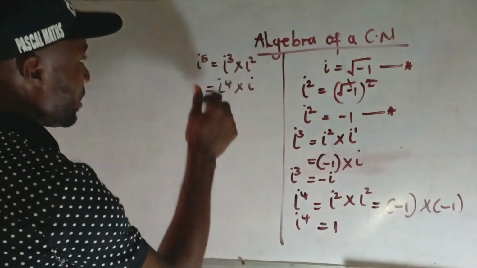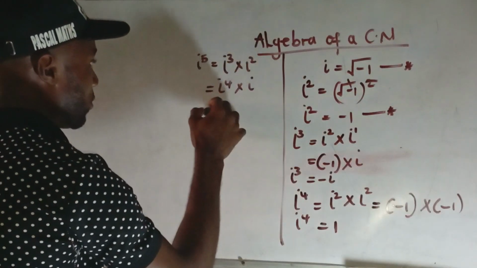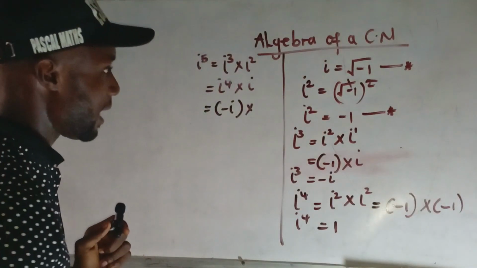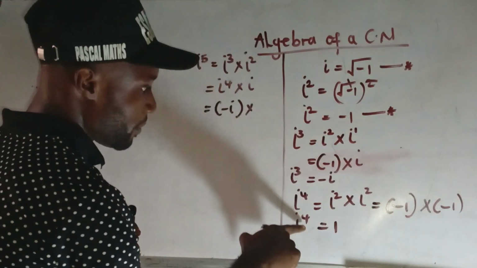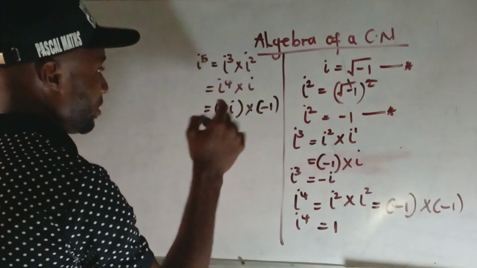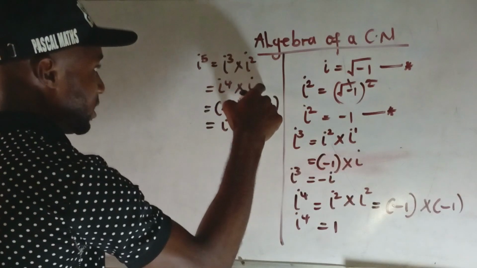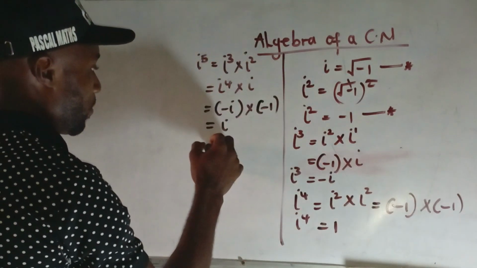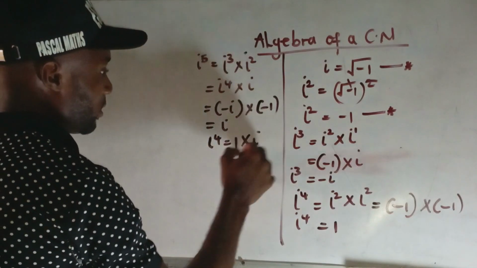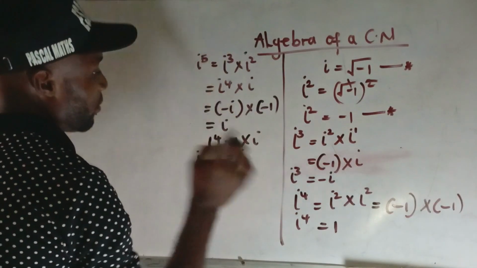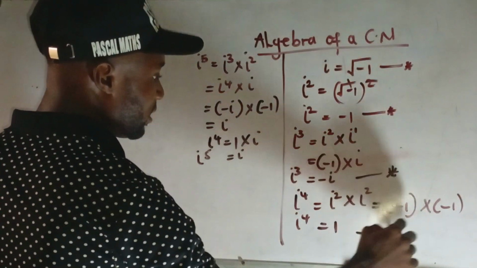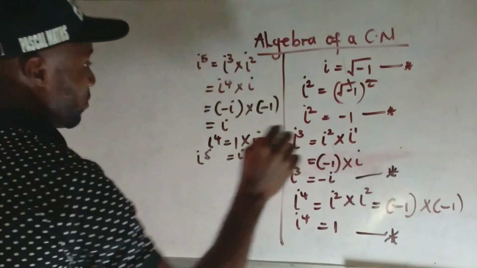If I'm using the first one, i cubed is what? Is it not minus i times i squared? Check i squared, that is my -1. So minus i times -1 is positive i. Then if you are using i raised to the power 4, is it not equal to 1? So 1 times i still remains i. So i raised to the power 5 will give us i. So anywhere you see this, note this. So the last one, I will stop.